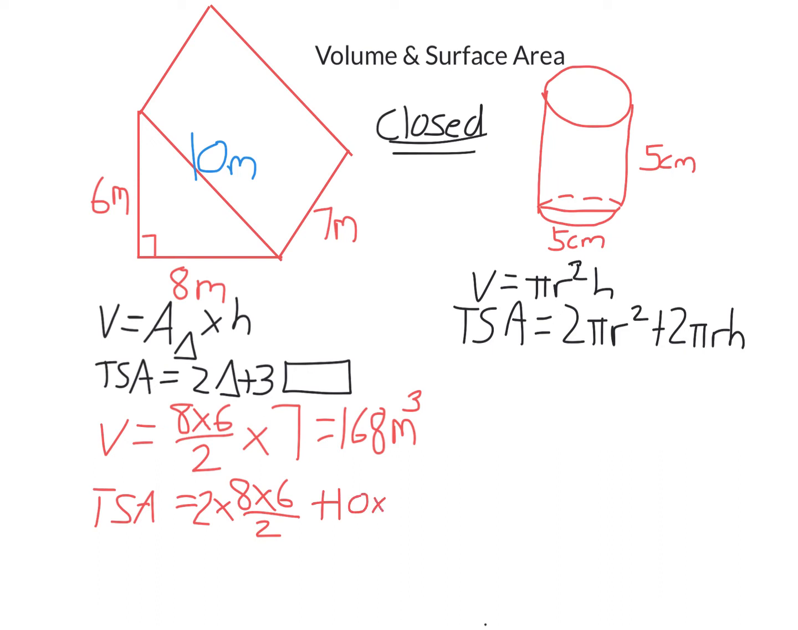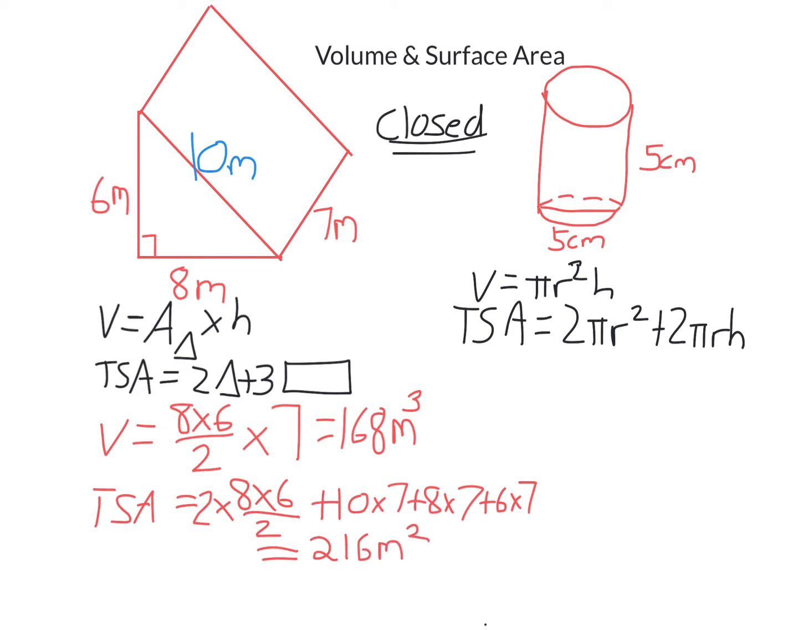There'll be a rectangle on the bottom of this prism that'll be 8 by 7. And there will be a rectangle at the back that will be 6 by 7 along. So you can put that straight on your calculator. You get 216. Surface area, always in square units.